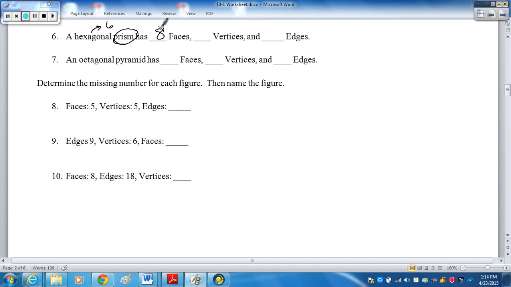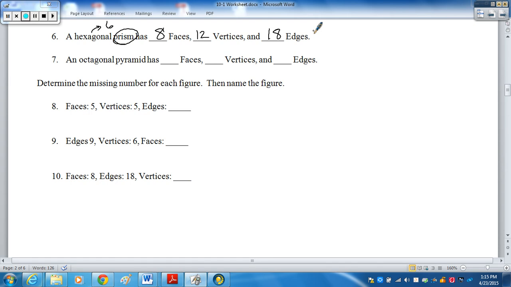Vertices, there are 6 on the one base. There are 6 vertices on the other base. So there's a total of 12 vertices overall. Okay? And the number of edges, there are 6 edges on the bottom base, 6 edges on the top base, and there are 6 lateral edges that connect the 2 bases. So there's a total of 18 edges within the hexagonal prism.